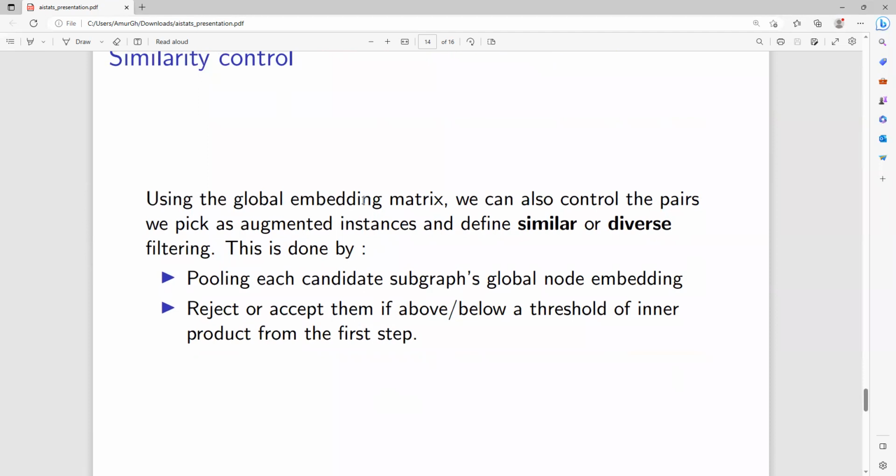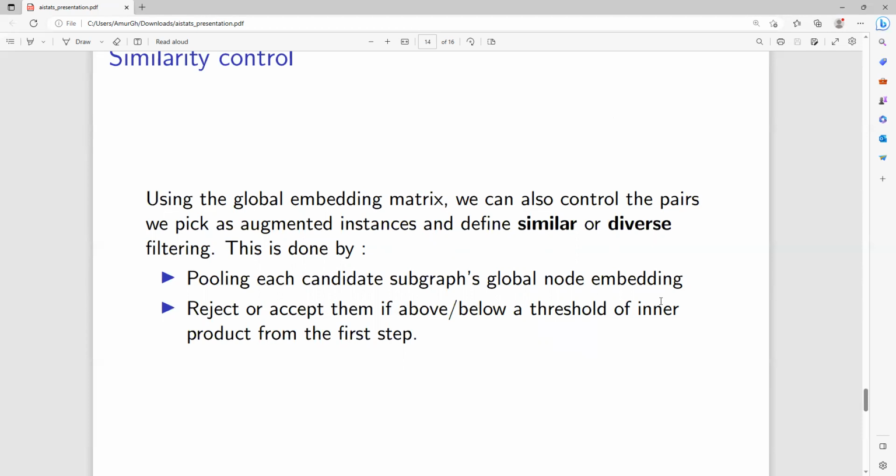Now, similarity controlling is another thing that we can do with the global embedding. Because, as I said, the global node embedding is very cheap to get, and we are having it anyway. So if we have two candidate subgraphs as our views, we can pool their global node embeddings to get the overall embedding of the subgraphs. If the overall embeddings are similar in terms of the inner product, then the two views are very similar. That could be good or bad, right?